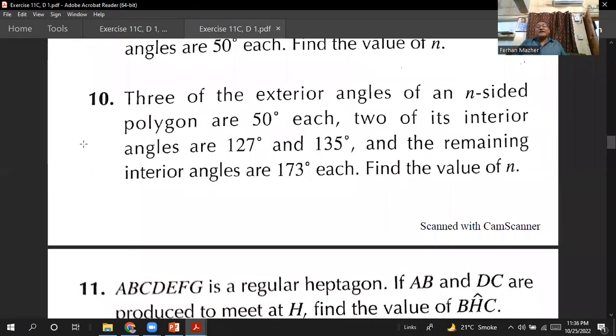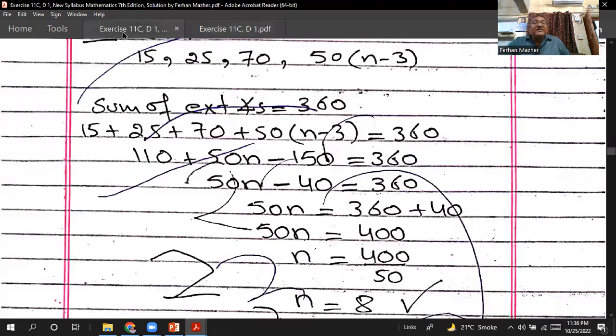Okay, so these are external angles. 2 of its interior angles are 127 and 137. From them, I can very easily find their adjacent external angles. And the remaining interior angles are 173 each. So the internal angles are given. Okay, it's very important: some angles are external, some angles are interior. So it's a very tricky thing.